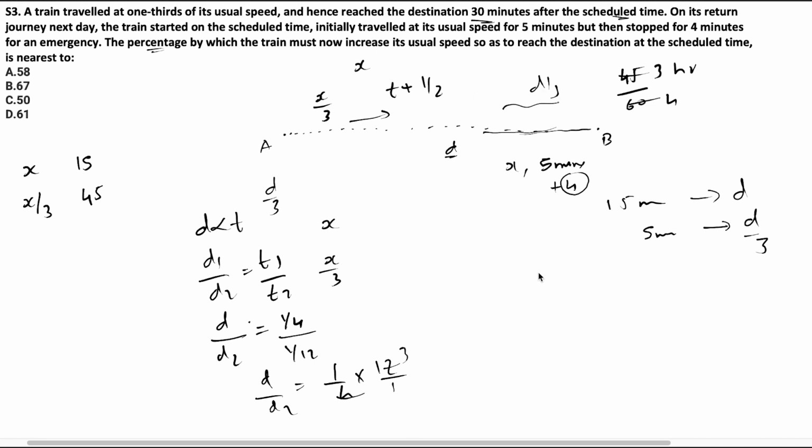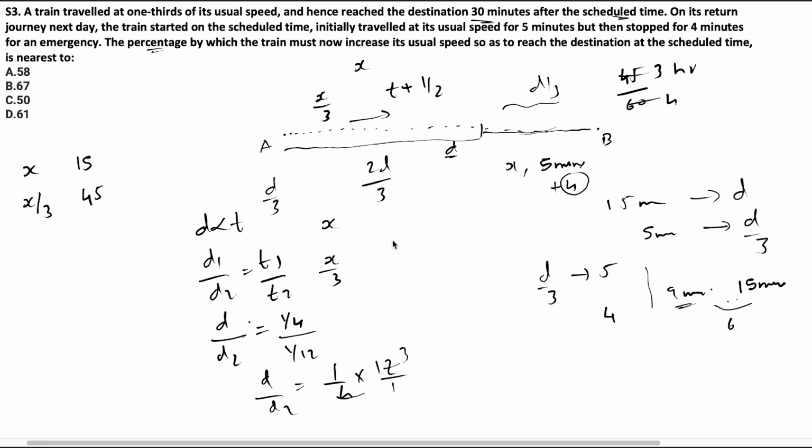So the train has now traveled d by 3 distance and has taken 5 minutes, and it stops for 4 minutes without traveling any distance. So the total time until now is 9 minutes, and now they wish to complete the whole journey in the usual scheduled time, which is 15 minutes. They have already taken up 9 minutes, so only 6 minutes is remaining. So d by 3 is the distance that has already been traveled, which means d minus d by 3, which is 2d by 3 distance is yet to be covered.